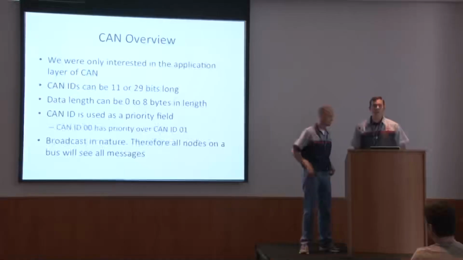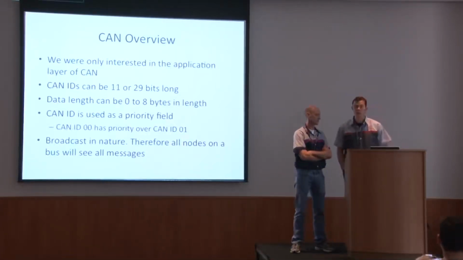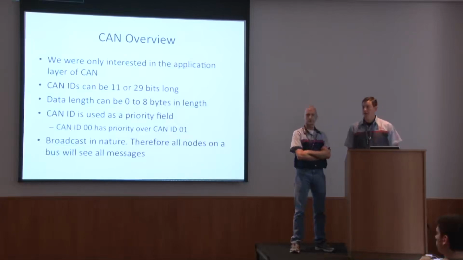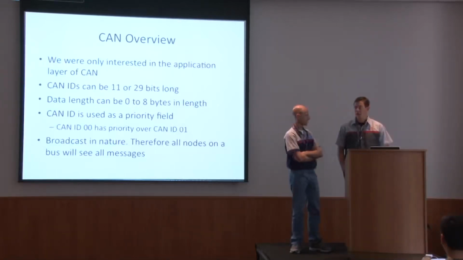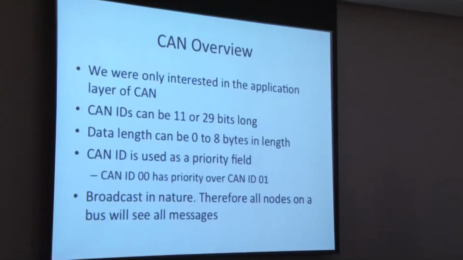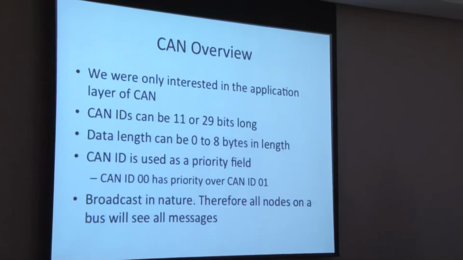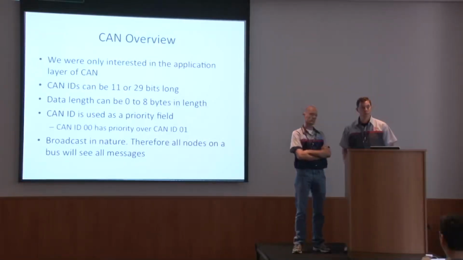So we were only interested in CAN. We're aware that there are other types of networks in automobiles, such as FlexRay and LIN and other things. I think Ethernet is even becoming popular. But we wanted to look at CAN because we figured it was our best chance to see how the car's networks work. And CAN is generally in every car, at least in America. The IDs can be 11 or 29 bits in length. We only saw 11-bit IDs on our car, and that seems to be the most common way.